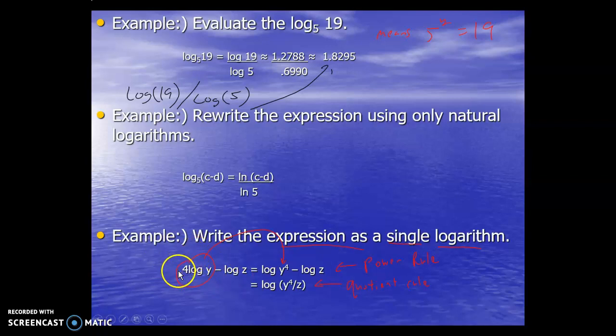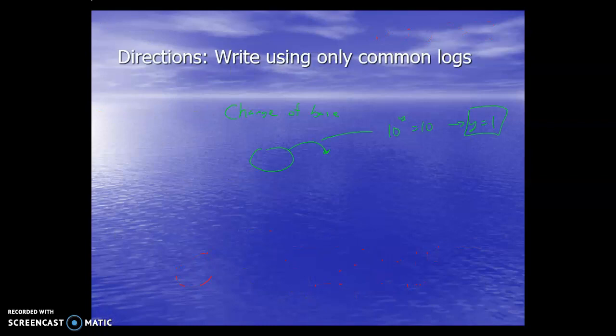When you're doing this, if there's a number multiplied by the log, you first want to use the power rule and put that as an exponent. That's what we did. You want to work your way backwards: use the power rule, then the product rule, then the quotient rule, in that order. So if there's a number multiplied by the log, bring it up top first. Then, since it's subtracting two logs with the same base, you could use the quotient rule and write it as a division. And the log, remember, is base 10 here.